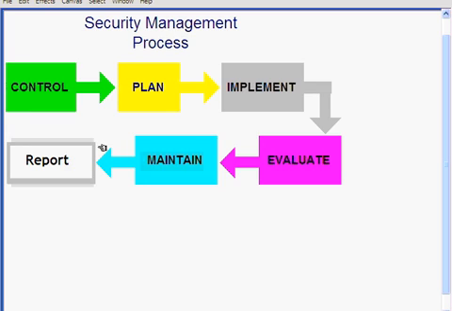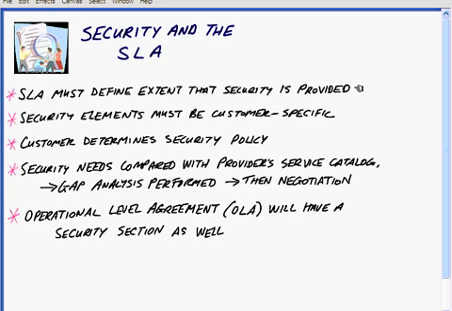You need to memorize this security management process. Control, plan, implement, evaluate, maintain, and report or document. As I previously mentioned, in the six-step process, or the actions of security management, you're going to be highly involved with the SLA, the service level agreements.